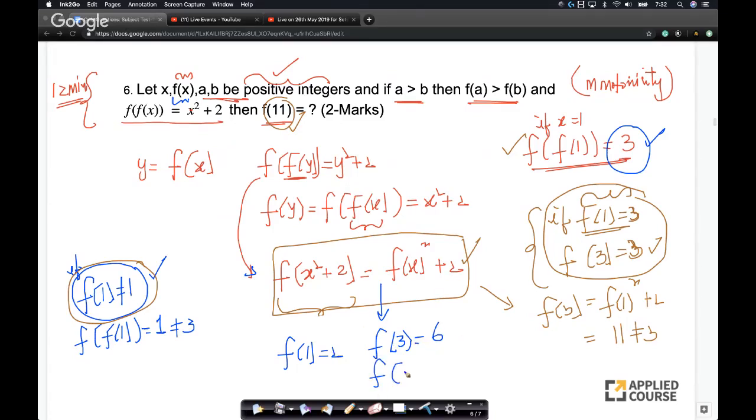Now, if I put x equals 3, so 3 squared plus 2, I'll get f of 11. What is f of 11 now? f of 11 is f of 3 squared, which is 36, plus 2, which will give me 38, right? So the answer for this is 38.